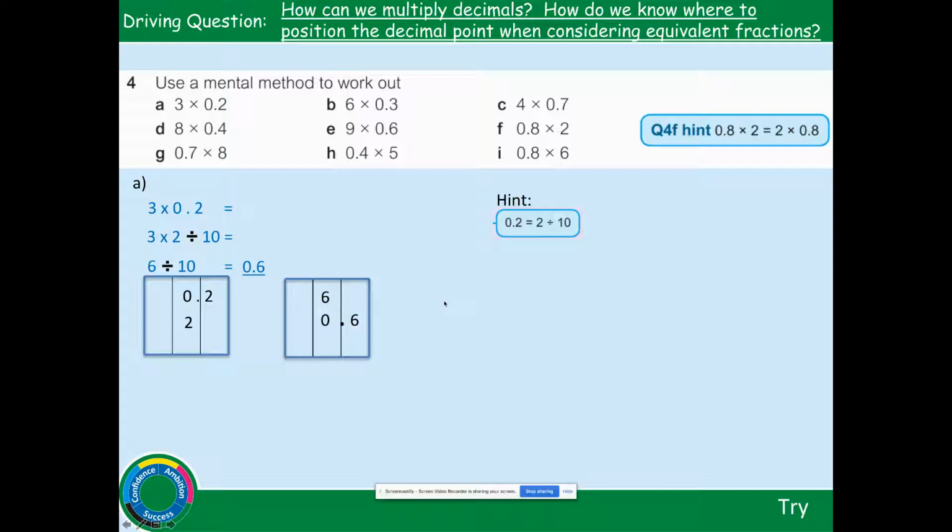Okay, so now press pause on the video and have a go at B through to I. Okay, just write them down in the same way that I've shown you for A, and you should be okay.